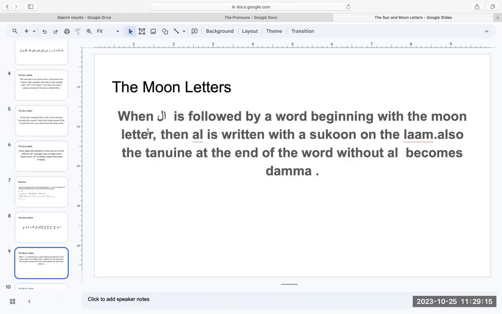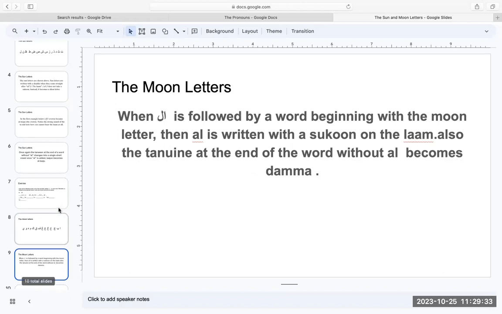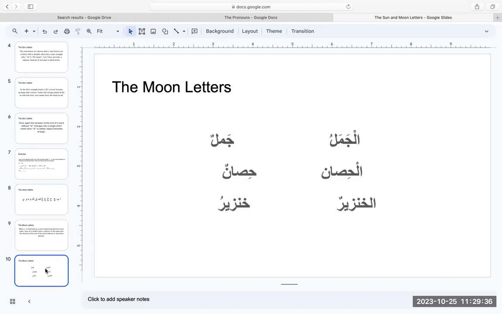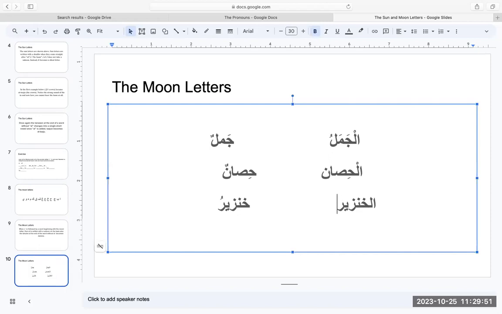Here I'm saying exactly that when alif lam is followed by a word beginning with the moon letters, then alif lam is written with a sukoon on the lam. Also, the tanween at the end of the word without alif lam becomes dhamma. So please keep it in mind: any word that has alif lam has to have dhamma. Like jamalun, الجمل. حصان, الحصان. خنزير, الخنزير. And here I made a mistake again. Let me fix it.